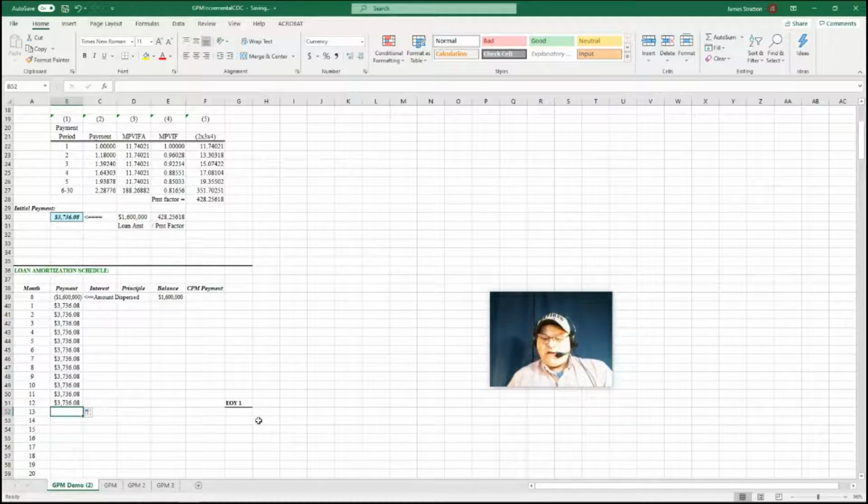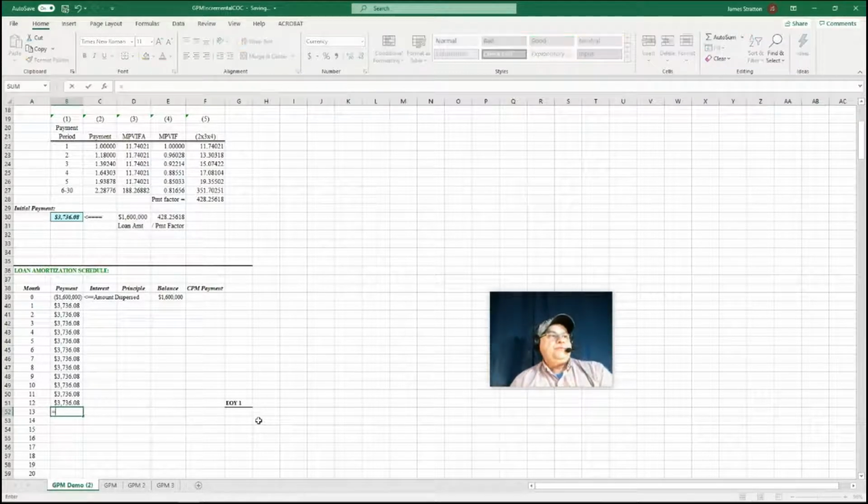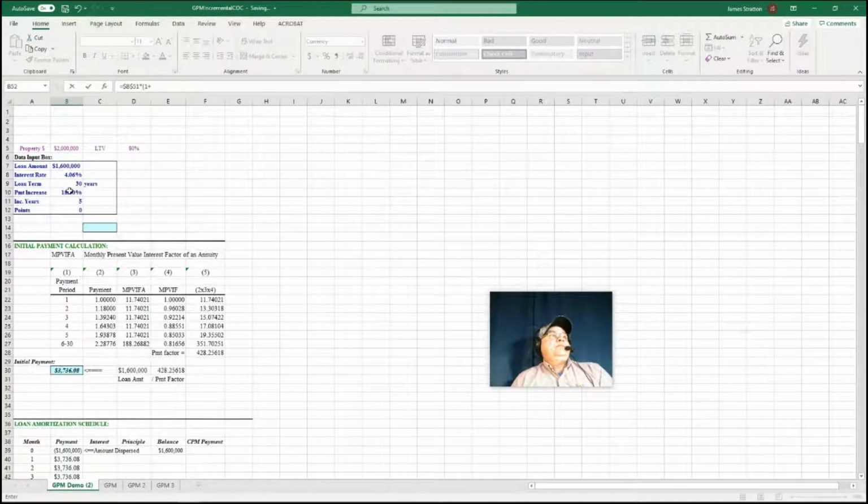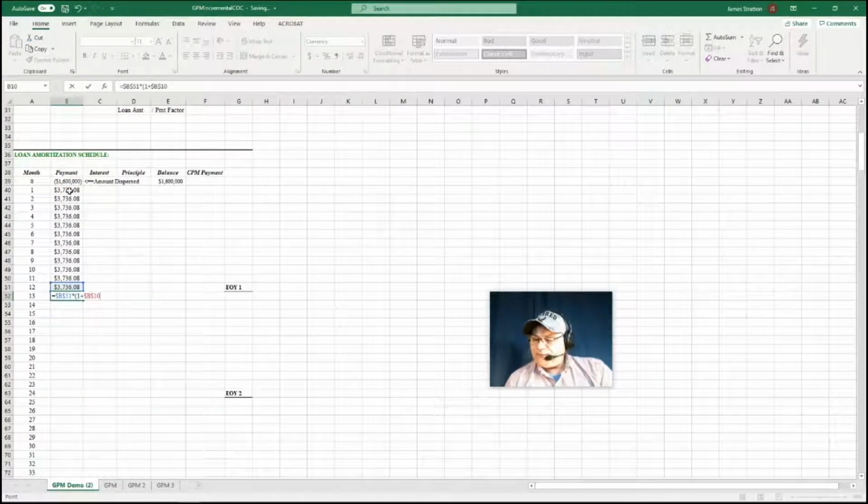So when we go to make our payment this time, okay, we're going to come along here. We're going to go equal to this one right here, this cell, B51, freeze it, and we're going to multiply it by parentheses of 1 plus B10, freeze it. Okay. Close the parentheses and hit enter.